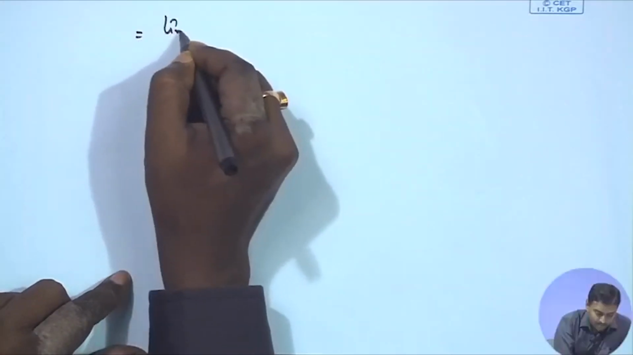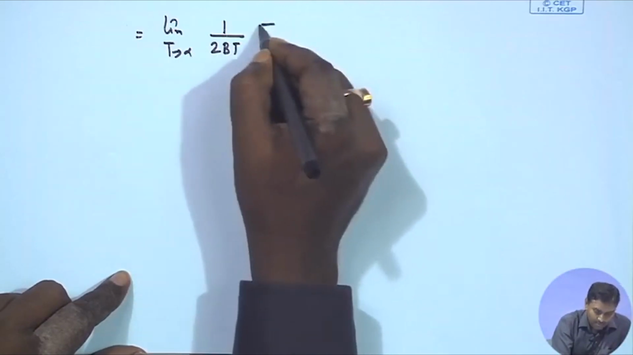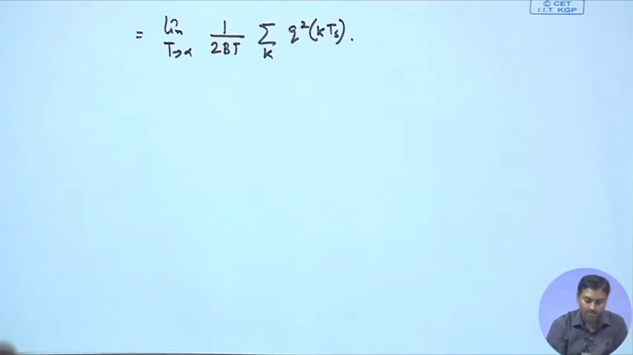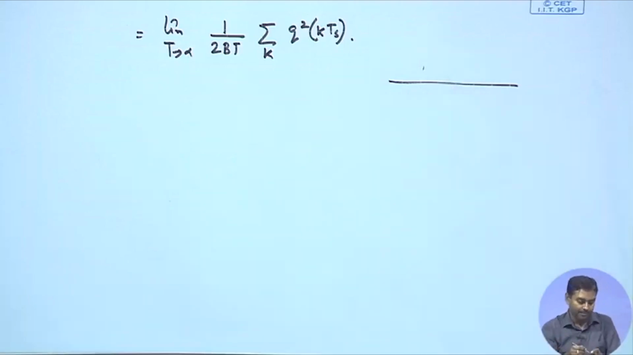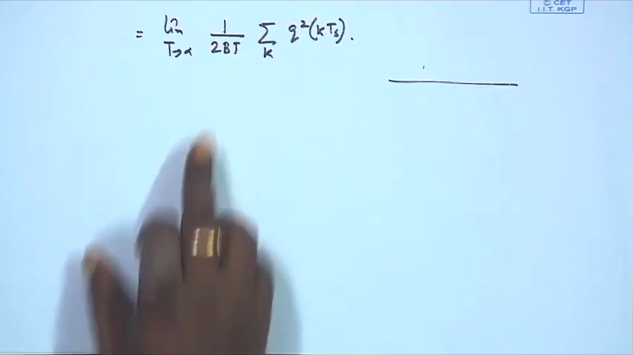Then I get the limit as t tends to infinity of 1 by 2bt, the summation over k of q square of kTs. What does this mean? Basically, I am taking all those quantization values and their squares. Let us say for a duration of t, how many such values should I be getting? I will be getting exactly 2b into t, because 2b is the sampling rate. Okay. So, per unit second I will be getting 2b such samples, and in t duration I will be getting 2bt.